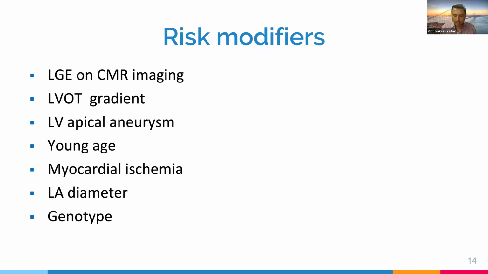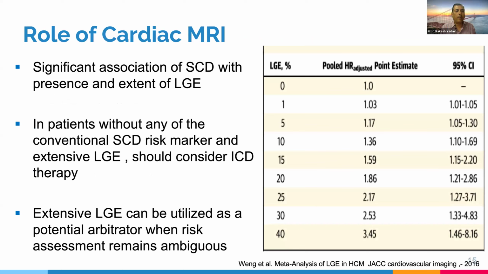The role of cardiac MRI: there are two schools of thought, American and European. The American view is that MRI has a crucial role in assessing sudden cardiac death in hypertrophic cardiomyopathy when other risk factors do not indicate high risk.